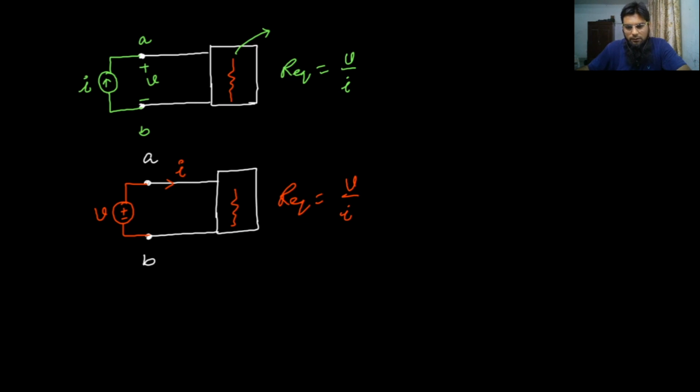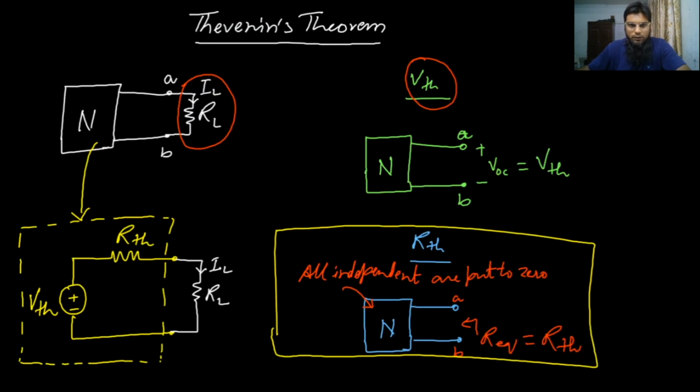So in this manner, we have proved Thevenin's theorem: if we have a network N consisting of a large number of independent sources and resistances, we can replace this network by a voltage source VTH in series with a resistance RTH. So this is all for today's video.